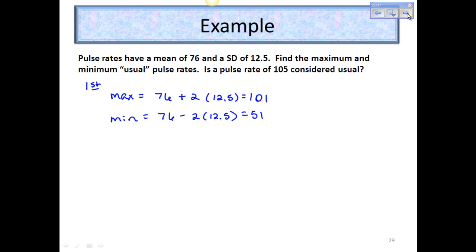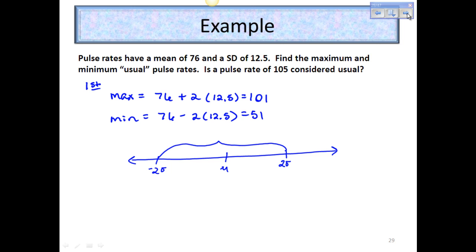Now, to compare that to 105, is a pulse rate of 105 considered usual? The answer is no. Since 105 is greater than 101, it would be unusual. So I'm going to draw a little number line here. Here's our mean, and mean plus 2 standard deviations, there's 2 sigma. Mean minus 2 standard deviations, so there's our negative 2 sigma. Anything within that is considered usual.